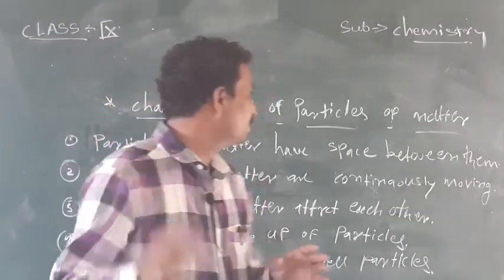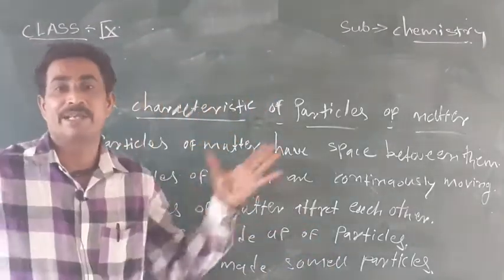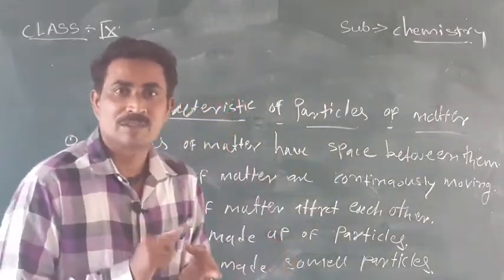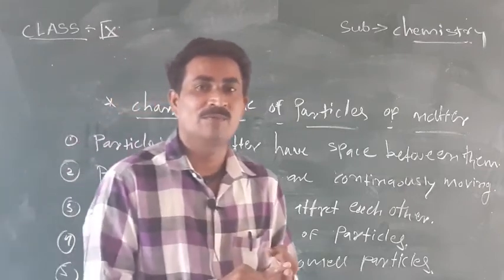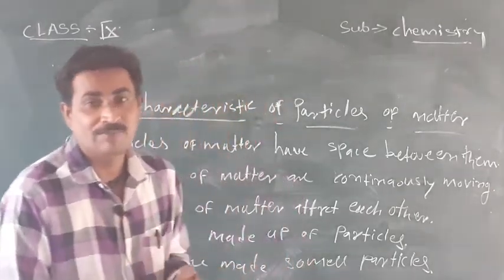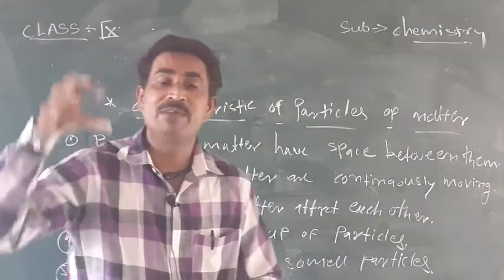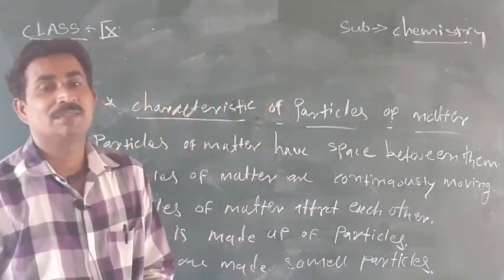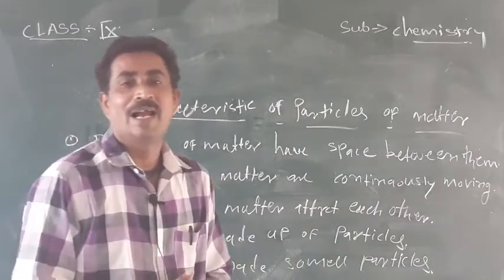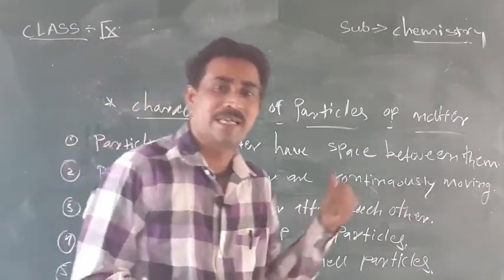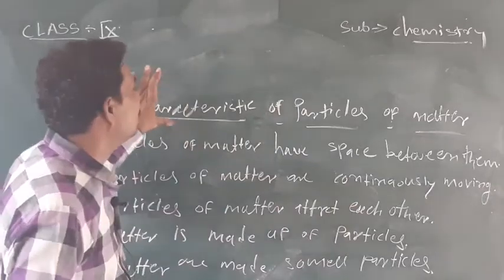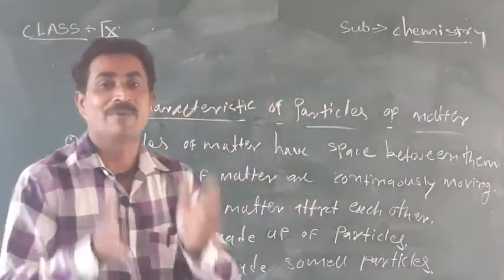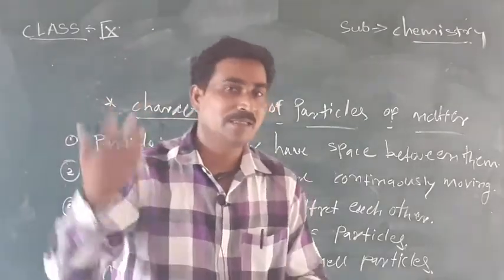Okay, friends, these are all the activities: activity number 1.1, 1.2, 1.3, 1.4 and 1.5. These activities give information about matter and its characteristics. Characteristics means properties, and characteristics is another name for properties. These characteristics of the particles of matter tell us how matter is made, and they are the important messages we are learning.